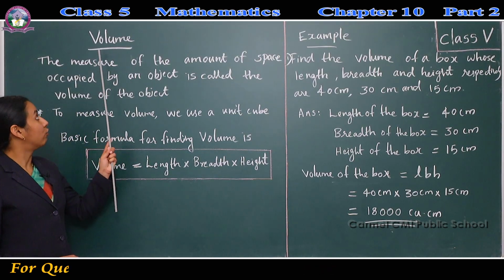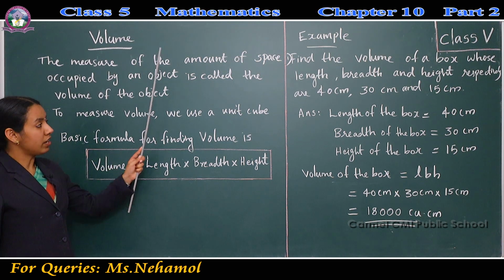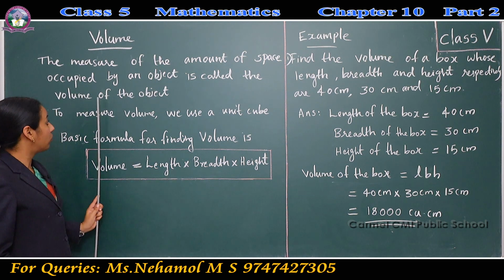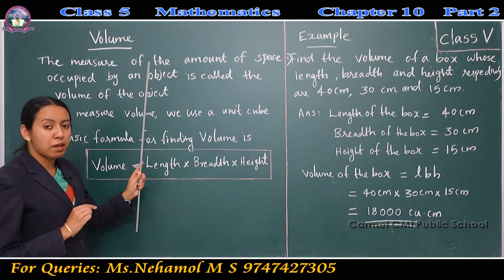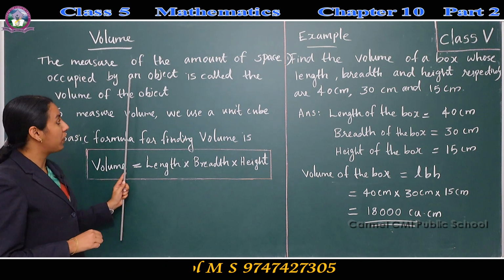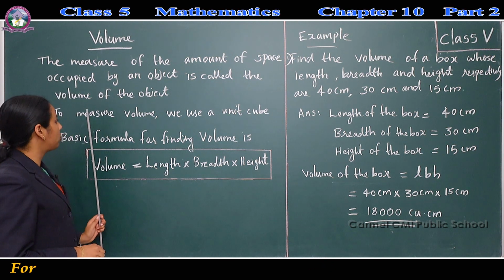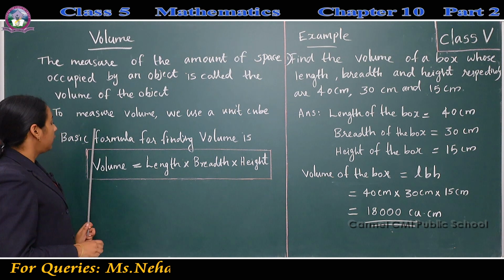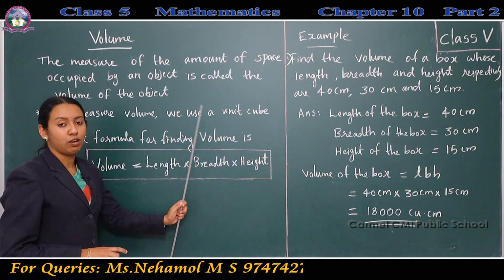Next topic, volume. What is volume? The measure of the amount of space occupied by an object is called volume of the object. What is volume? The measure of amount of space occupied by an object is called volume of the object. Then to measure volume, we use a unit cube. Then you have to study this formula. That means the basic formula for finding volume.